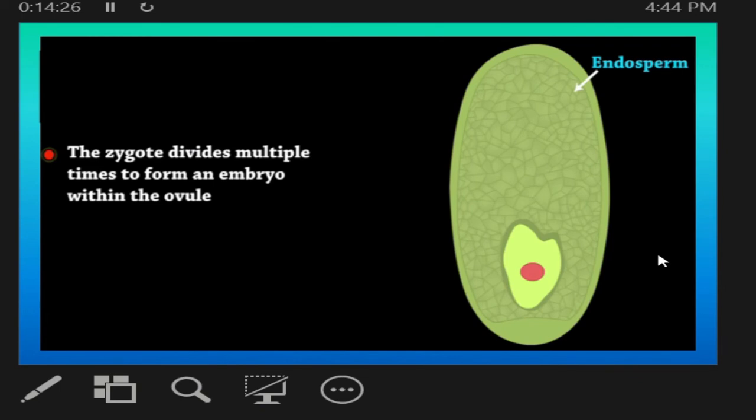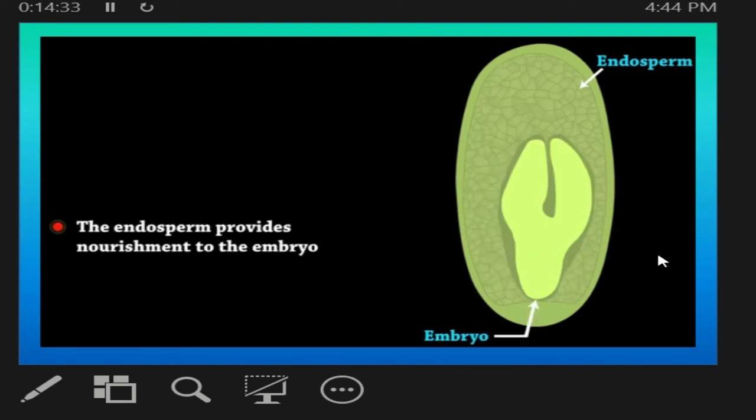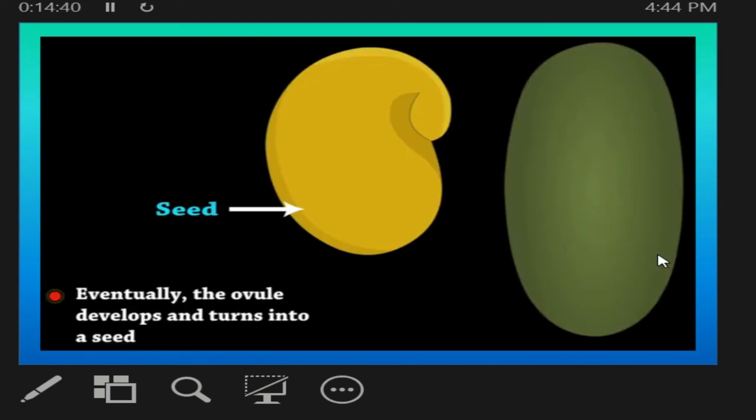The zygote divides multiple times to form an embryo within the ovule. The endosperm provides nourishment to the embryo. Eventually, the ovule develops and turns into a seed. The seeds are scattered by animals or wind. This is called dispersal. Some of the seeds will grow into new plants.